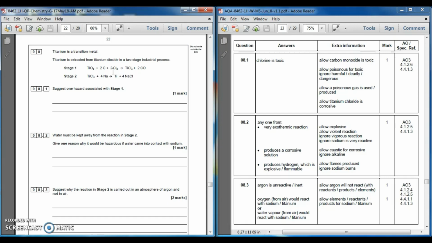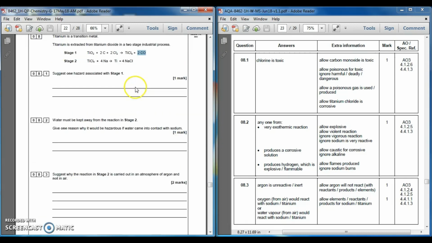It's poisonous or toxic. What a lot of people went for, though, they spotted this carbon monoxide. It's not carbon dioxide, the people that said that, naughty. It's carbon monoxide, which is also poisonous. So we could have that, and they allowed titanium chloride is corrosive if you knew that, but no one did, so not a problem.